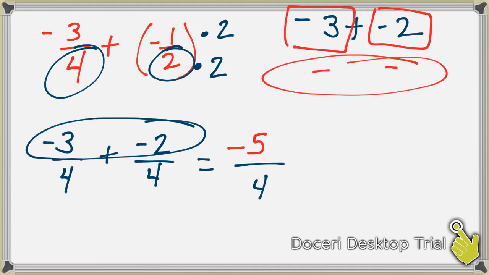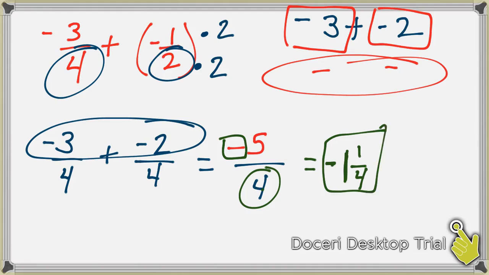However, that's an improper fraction. We have to turn that into a mixed number. So we're going to say, how many times does 4 go into 5? Well, it goes in there one whole time, and then there's 1 left over out of, keep the denominator the same, 4, but don't forget that it was negative. So my answer is negative 1 1/4. All right, I'm going to let you guys try one now.